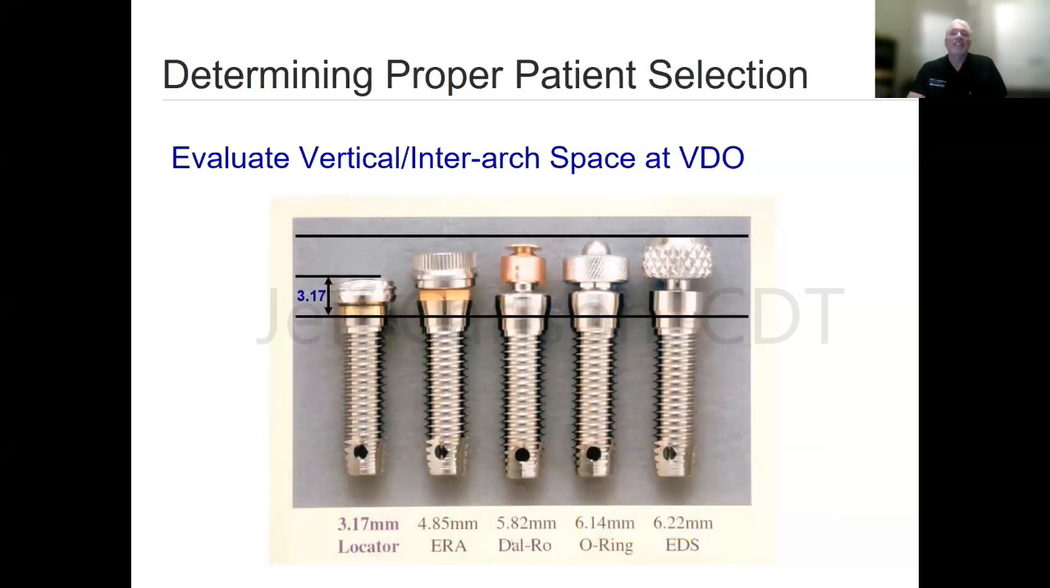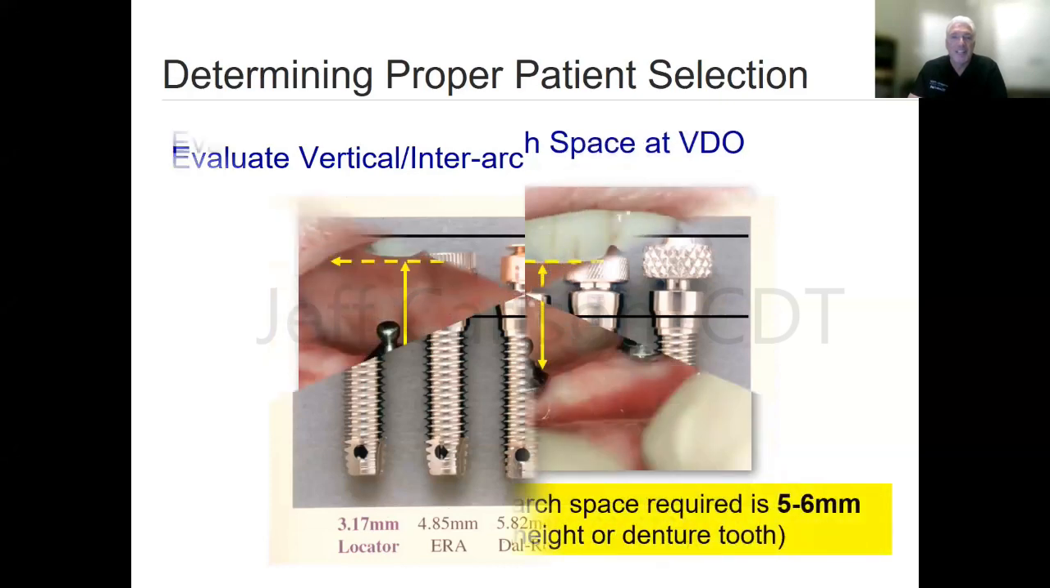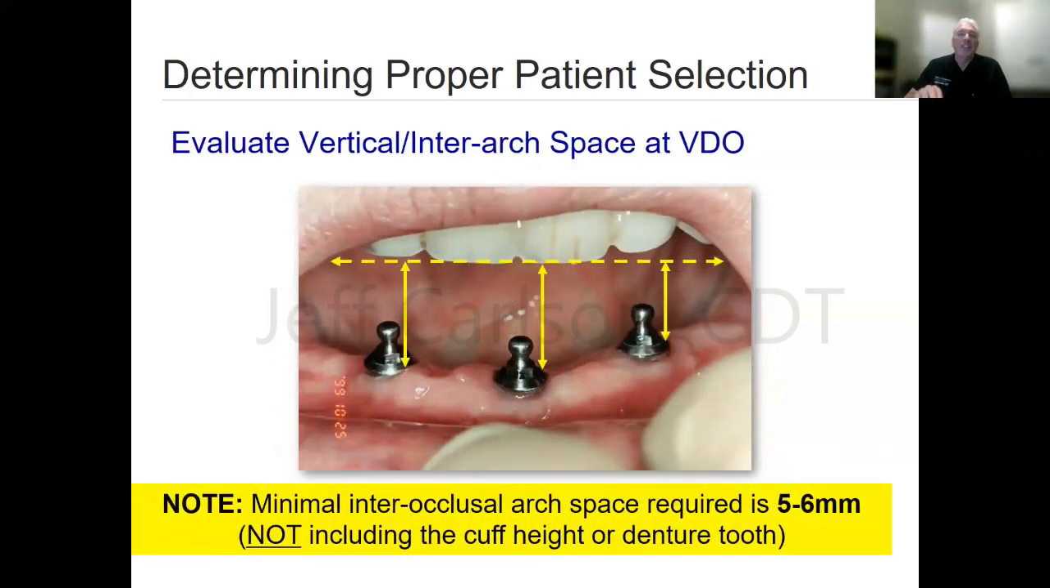So one of the reasons that the locator is such a popular selection for these overdenture cases is its low profile compared to some of the other options out there. It can require almost about half as much inter-arch space. Some things I want to share with you too.